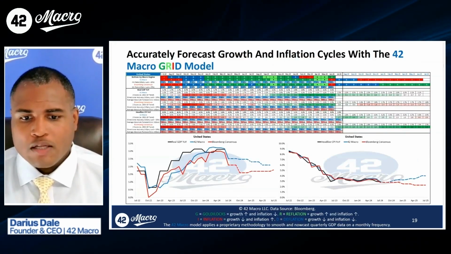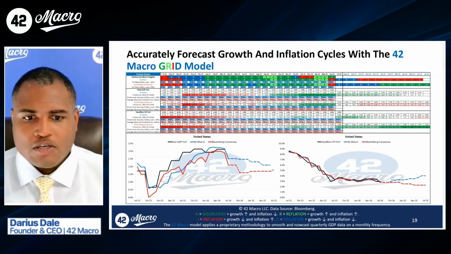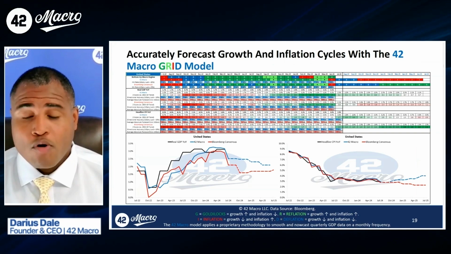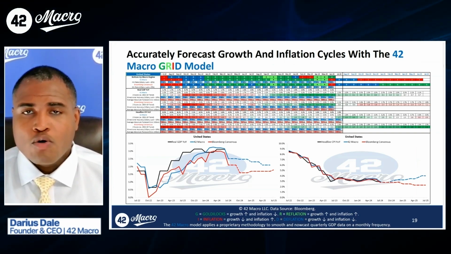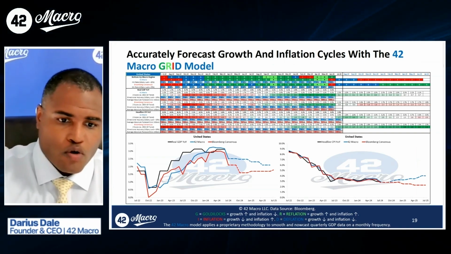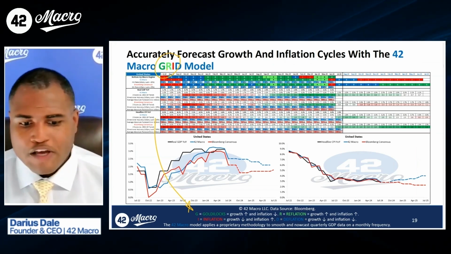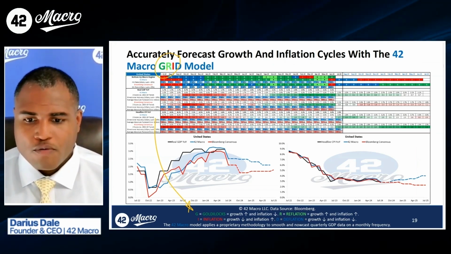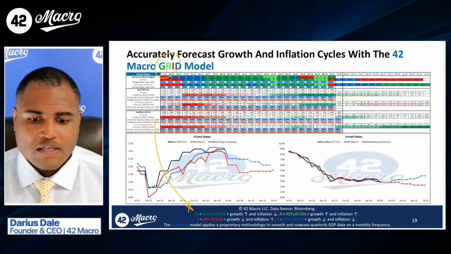So how we help clients actually accurately forecast these very important growth and inflation cycles is with our GRID model. GRID is short for Goldilocks, reflation, inflation, and deflation. Those are the 4 regimes we just identified here on slide 18.